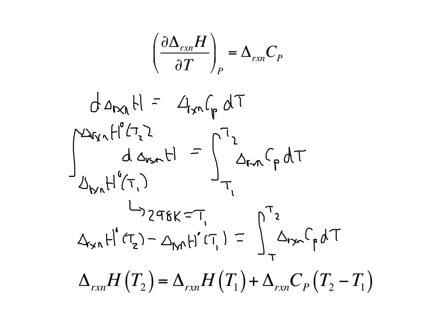If I treat my change in heat capacity of reaction as constant, pull that out of the integral, I will get the following result. There are cases in which the delta heat capacity of reaction is not constant with temperature, and that will result in a more complicated form for this integrated equation.